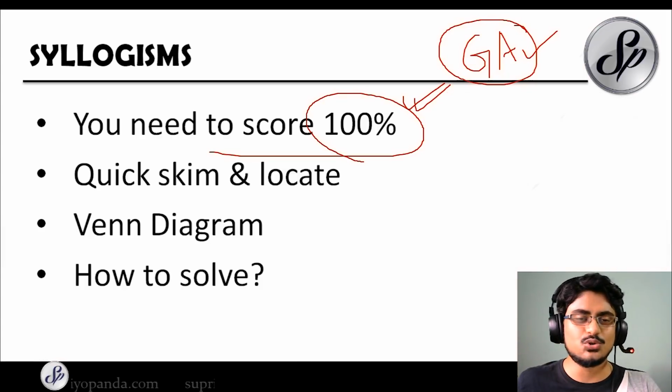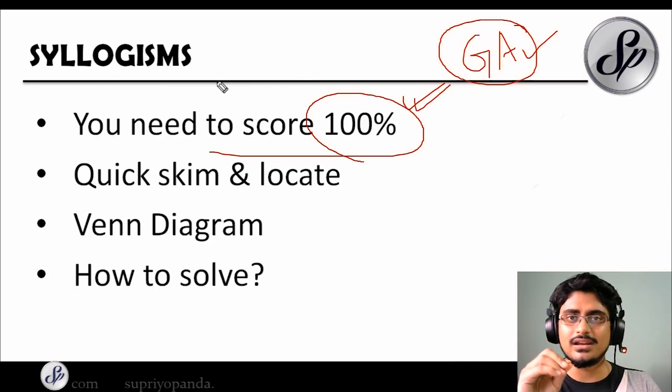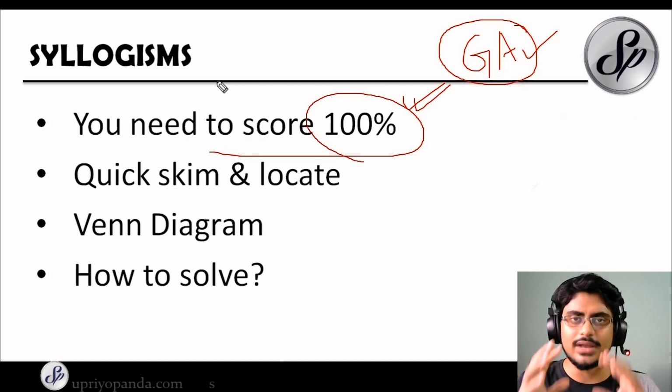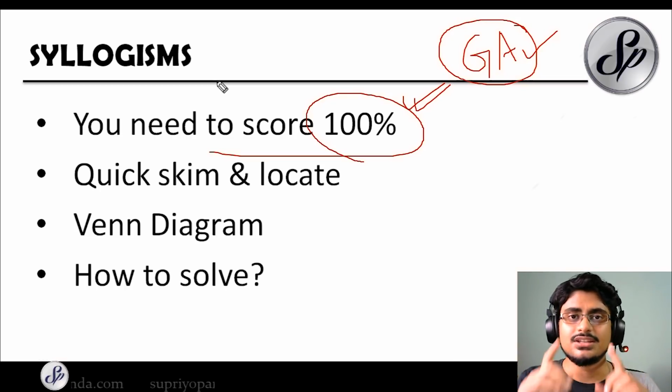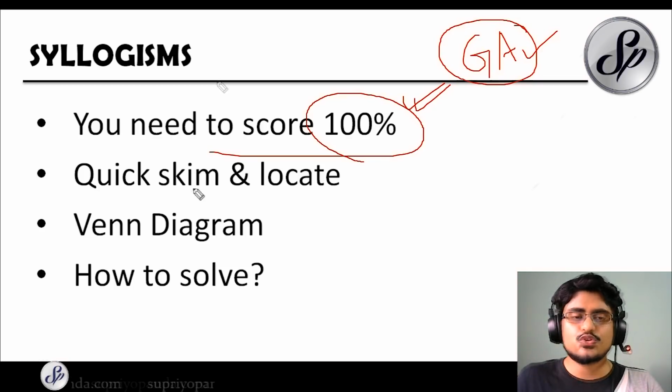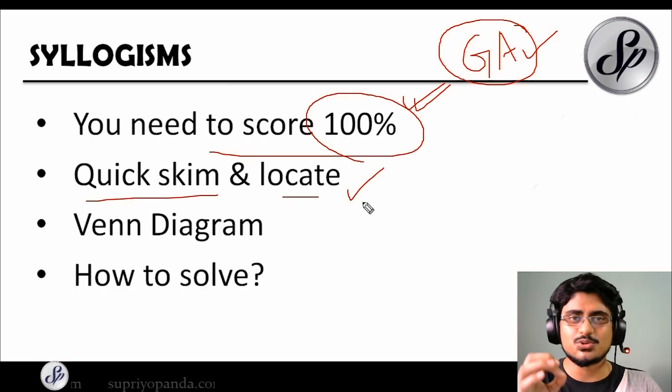Now let us go to the next thing. So basically in the syllogisms, you have to quickly skim through the questions, and you have to locate the right syllogisms questions to solve. So whenever you are getting that reasoning paper, I want you to skim through the paper and find out the syllogisms questions. Just find them out and attempt them as fast as you can, because these will always be the easiest ones. So you have to quickly skim the paper and locate and solve the syllogisms questions at the very beginning of your reasoning paper.